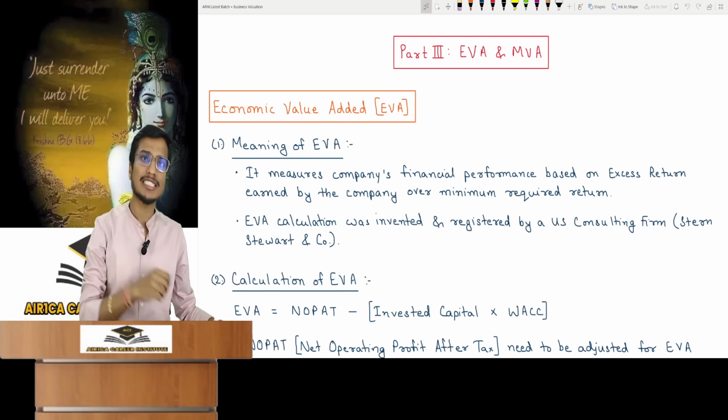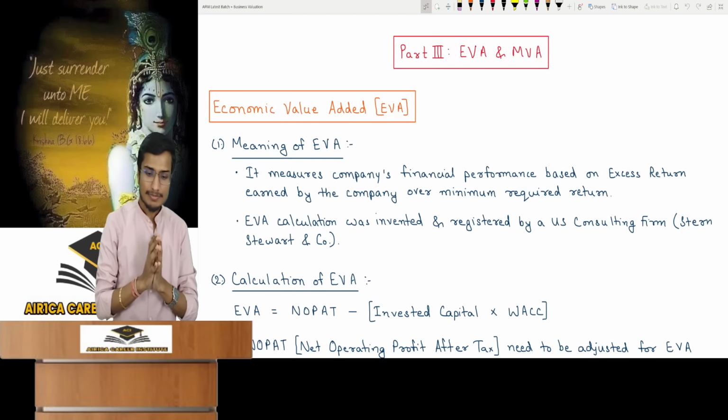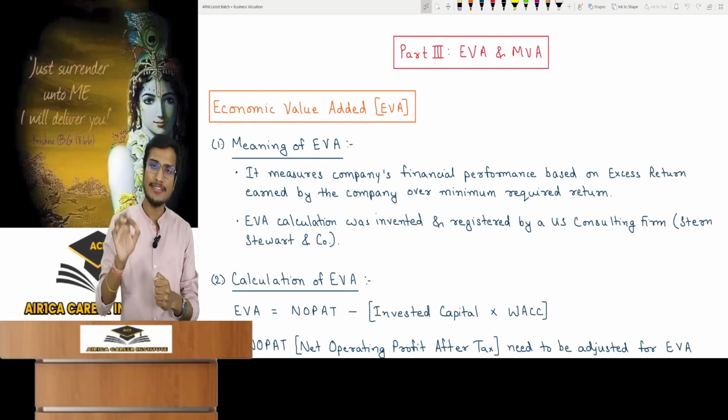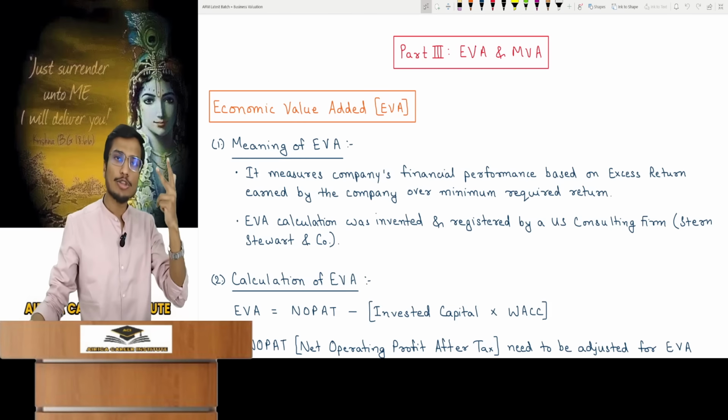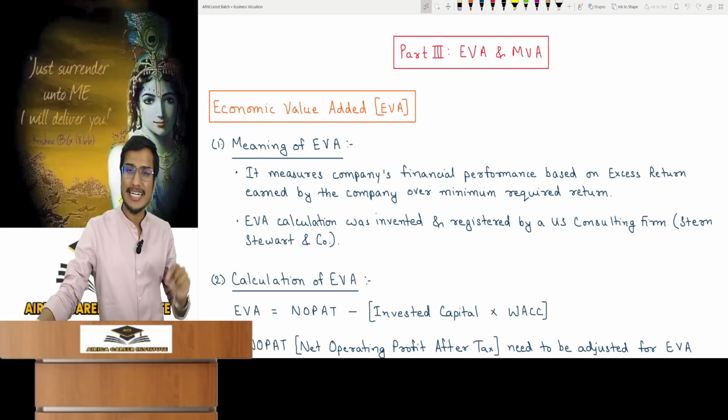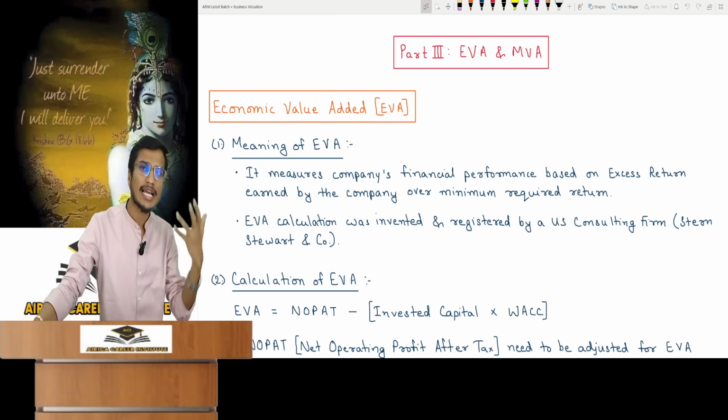Now look, let's understand this part quickly. There isn't much to it. This is an extra topic in this chapter. Economic value added, EVA and MVA, or market value added. We will study these 2 topics. The first one is economic value added, which you call EVA.